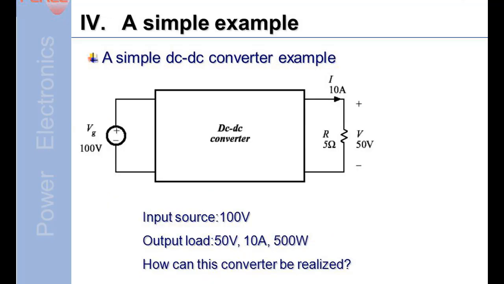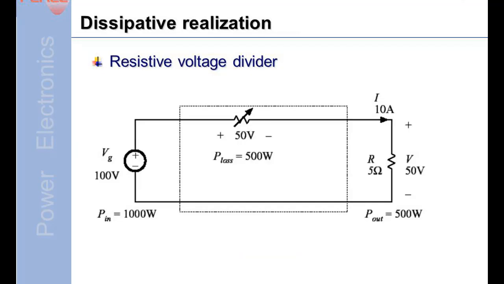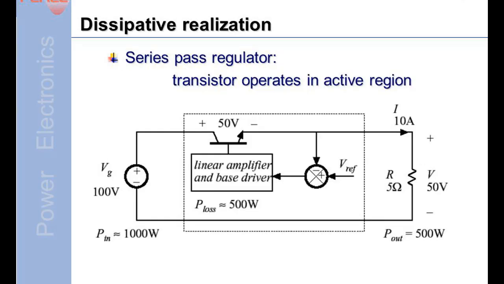A simple example: a simple DC-DC converter. Input source, 100 volts. Output load, 50 volts, 10 A, 500 watts. How can this converter be realized? Dissipative realization: resistive voltage divider. Another dissipative realization: series pass regulator, where the transistor operates in the active region.